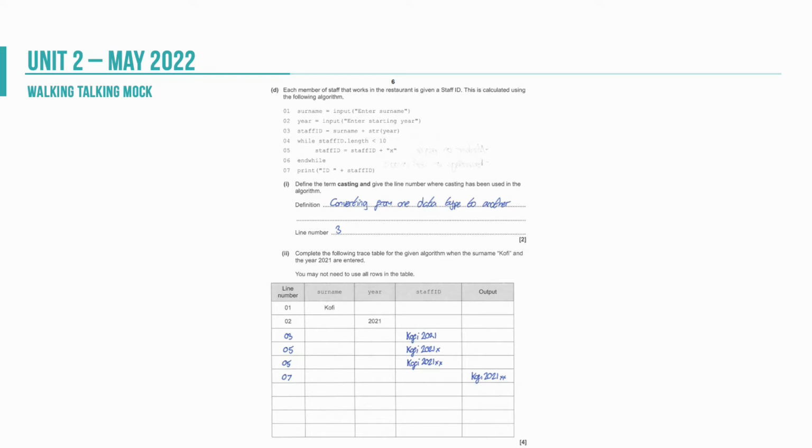So again, with a trace table, you only need to note down where there's a change. If you've put extra rows, you'll still get the marks, but these are the rows that you'll get the 4 marks for. Each complete row will get you 1 mark.